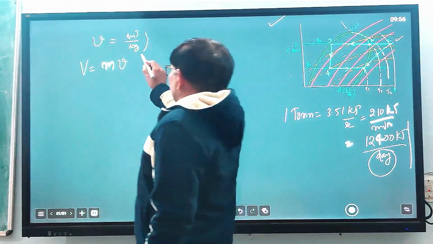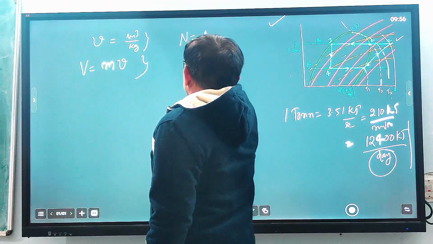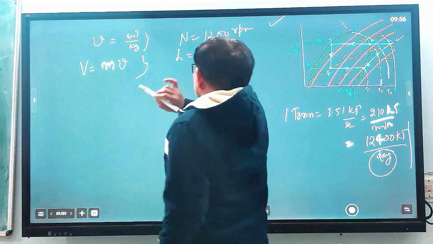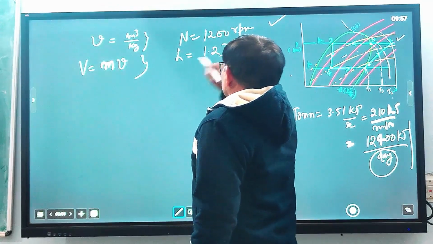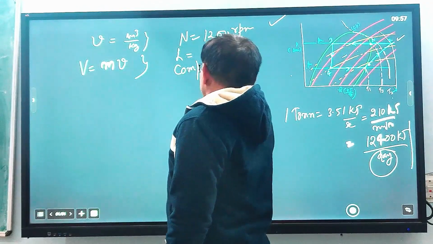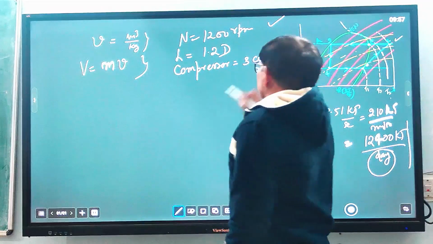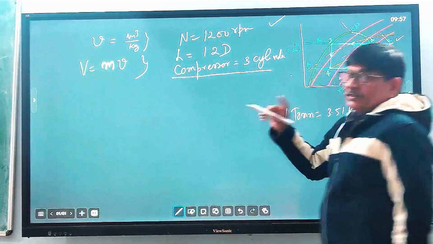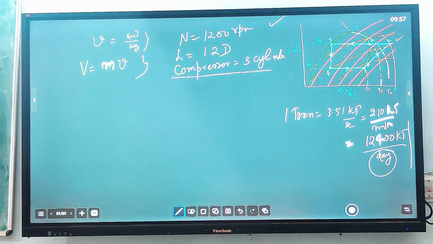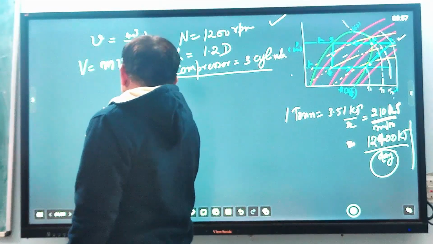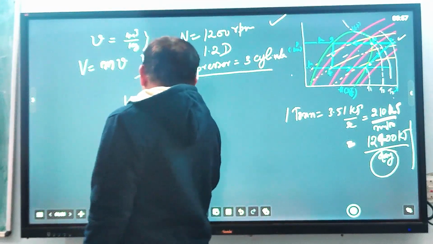Now, if the compressor is given, suppose n is given as 1200 rpm, and length of stroke is given as 1.2d, where d is the diameter of the cylinder, with 3 cylinders and 4 stroke. That's generally given in the question. The volume will be equally distributed into 3 cylinders. Actual volume handled by one cylinder equals V by 3, which equals pi by 4 into d square.